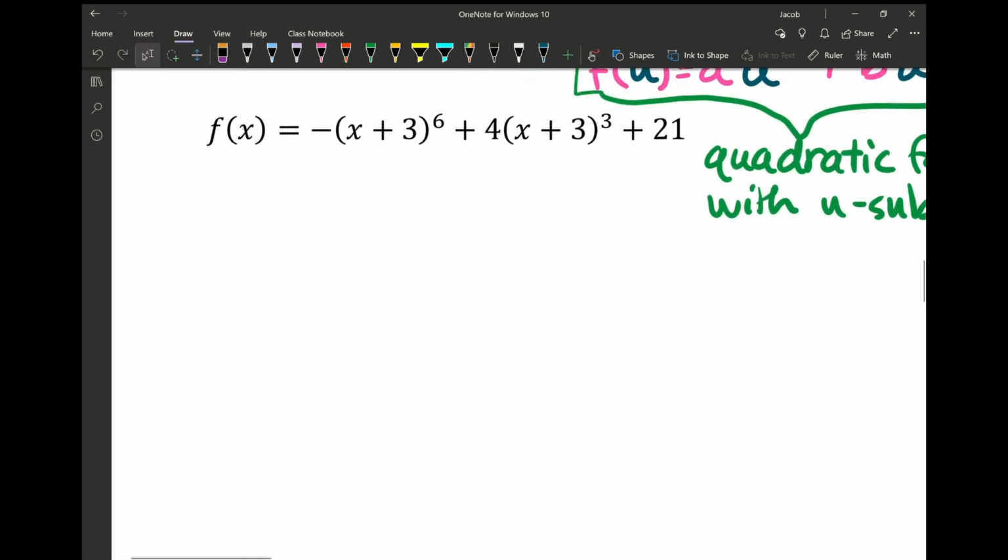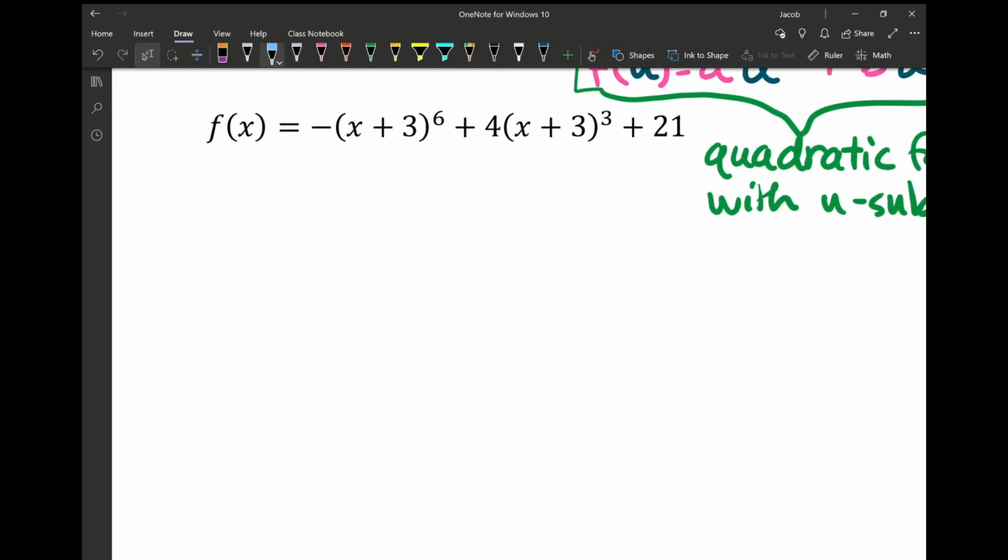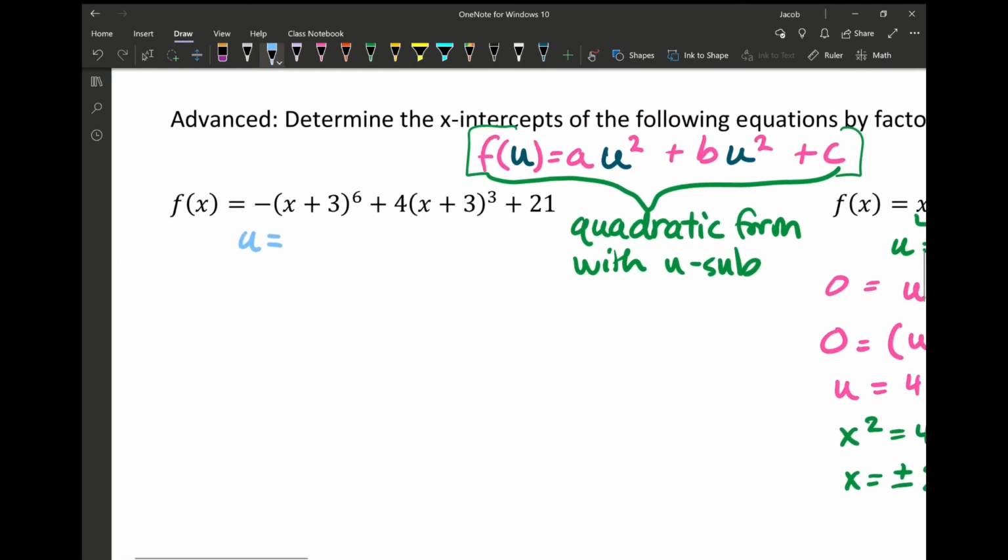Here, in this more complex example, what are we going to make u so that this function looks like it fits the quadratic form, this pink quadratic form right here? It looks like we can make u x plus 3, but then we still have a degree of 6 and a degree of 3 on these terms.